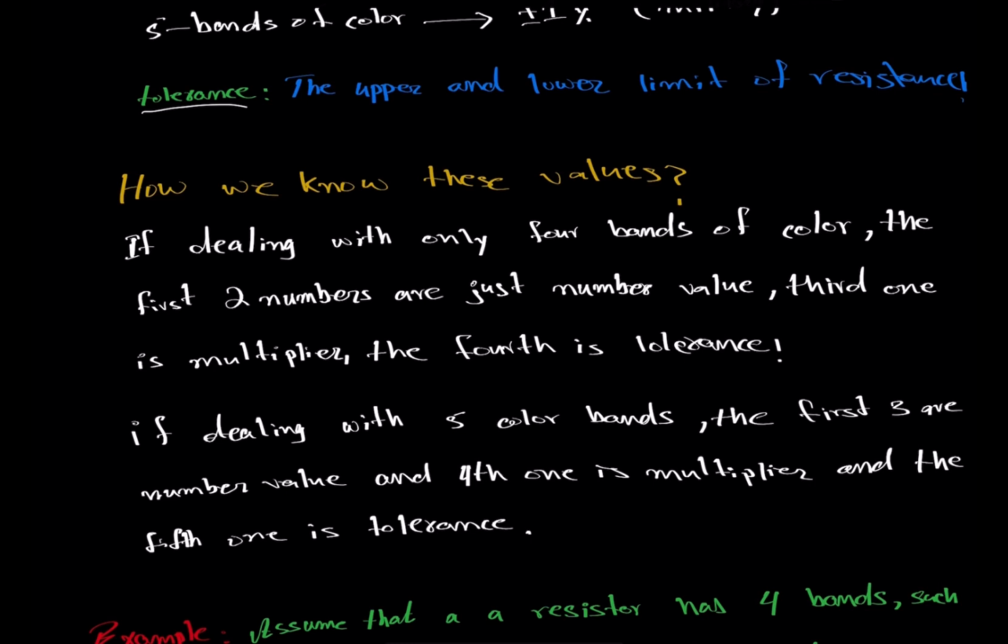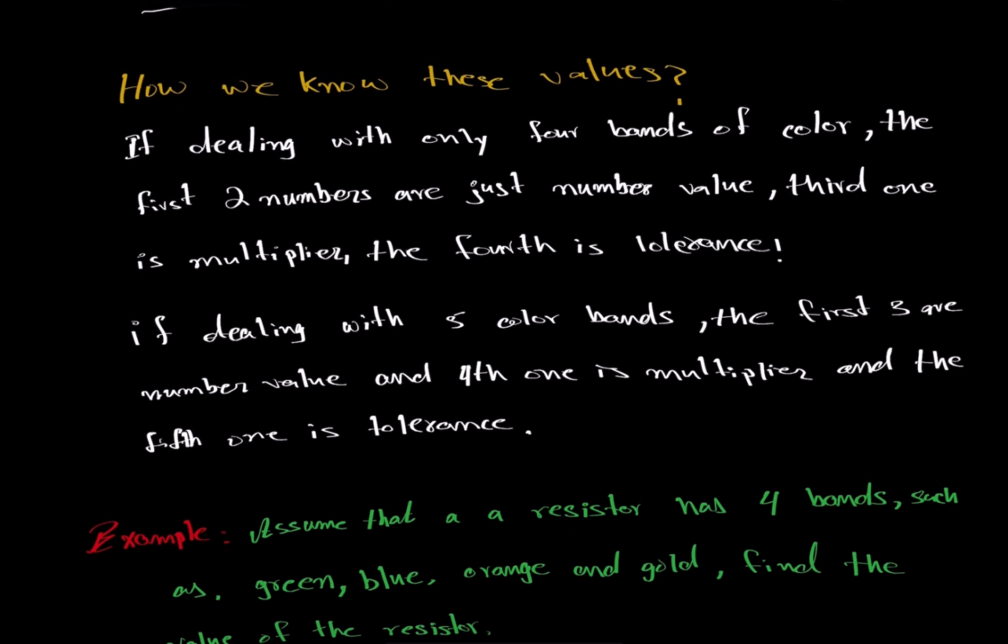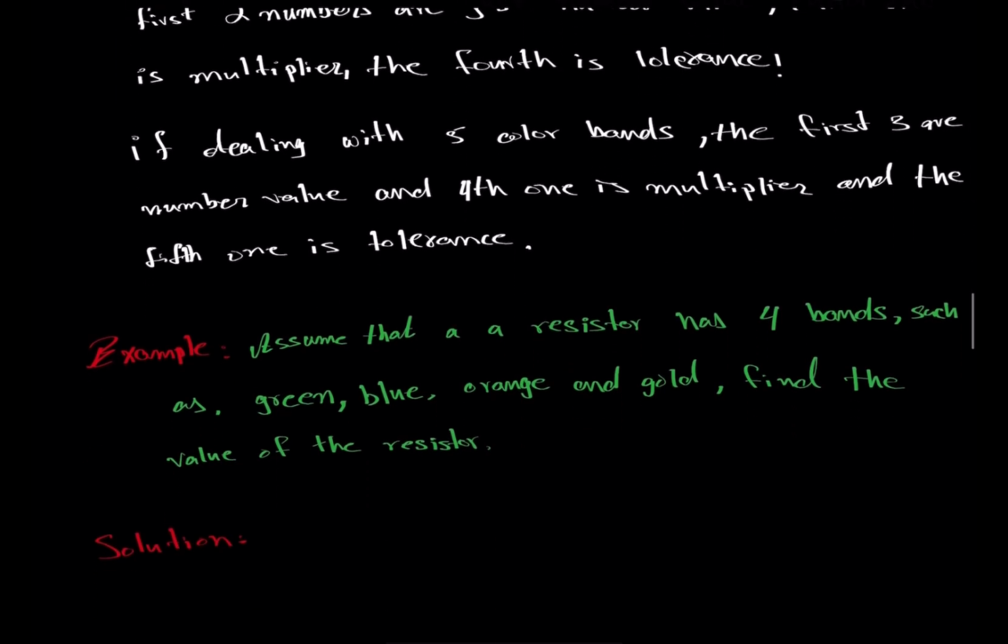If we are dealing with only 4 bands of color, the first 2 are just number values, the third one is a multiplier, and the fourth one is tolerance. If dealing with 5 color bands, the first 3 are number values, the fourth one is the multiplier, and the fifth one is tolerance. To deal with 4, the first 2 are the numbers. You just write down their numbers. We will talk about those numbers in the next section.